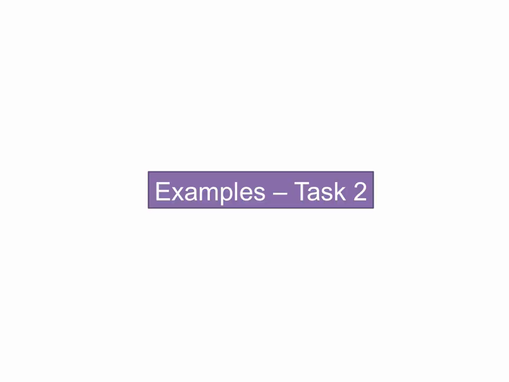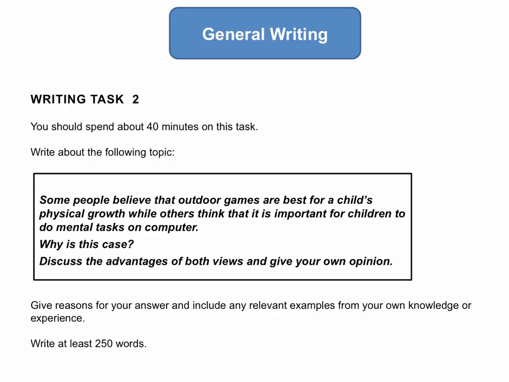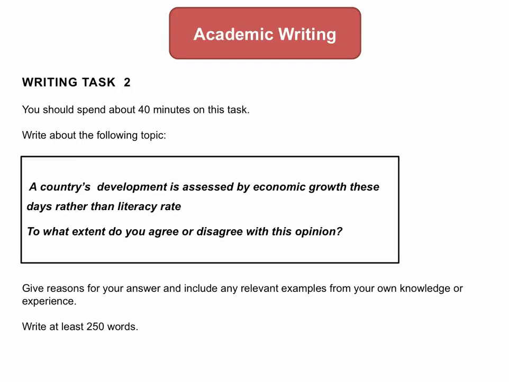The examples of writing task 2. First, we are going to talk about the general writing. The format is exactly the same as we have seen in the past. So first we have 40 minutes, then we have a topic and the topic is normally written in a box, and then the instructions are given and in the end we have the word limit, which is at least 250 words.